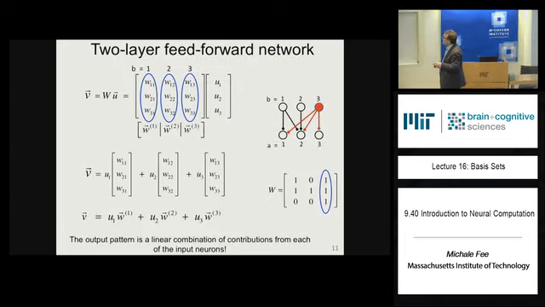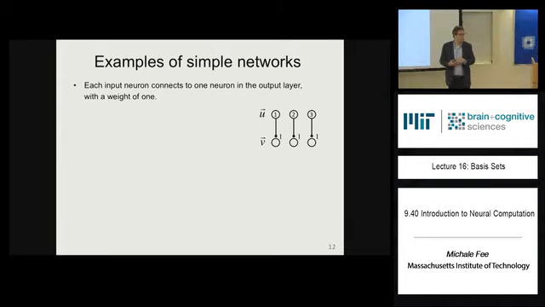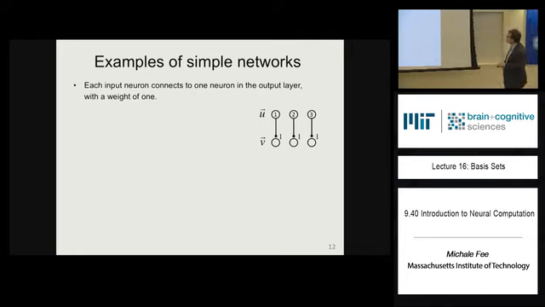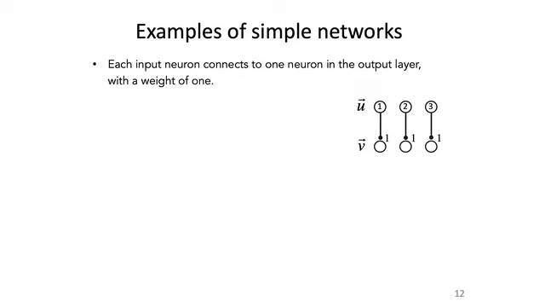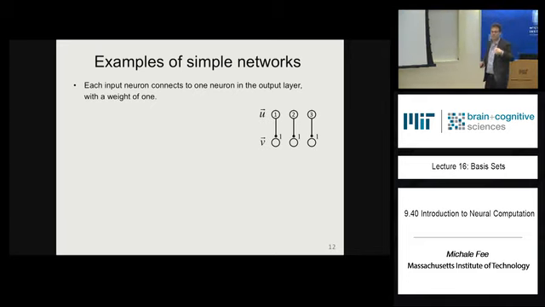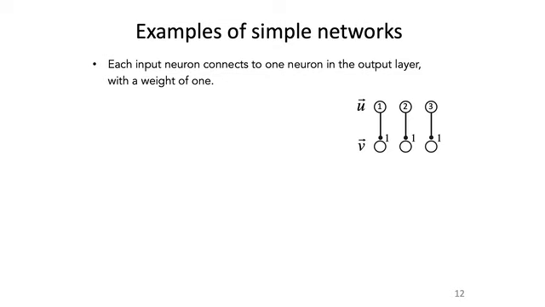Okay, so let's take a look at the effect of some very simple feed-forward networks. Let's just look at a few examples. This is sort of the simplest feed-forward network. Each neuron in the input layer connects to one neuron in the output layer with a weight of 1. So what is the weight matrix of this network? It's the identity matrix. And so the firing rate of the output layer will be exactly the same as the firing rates in the input layer.